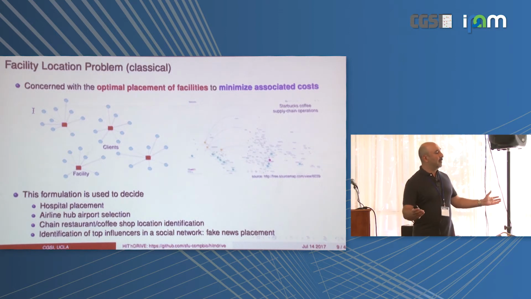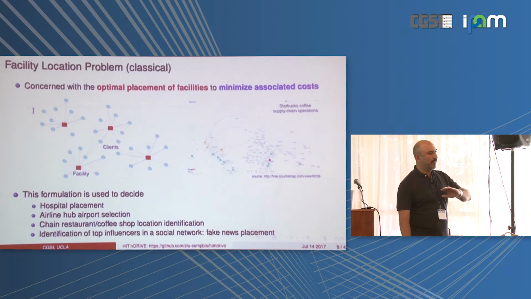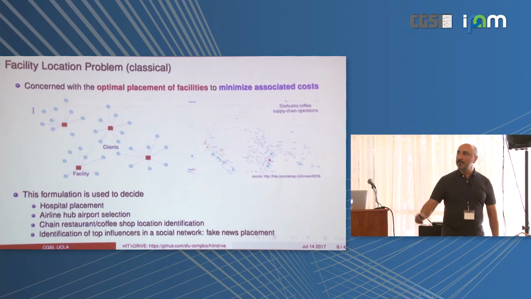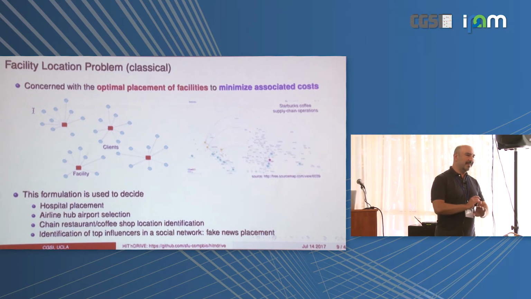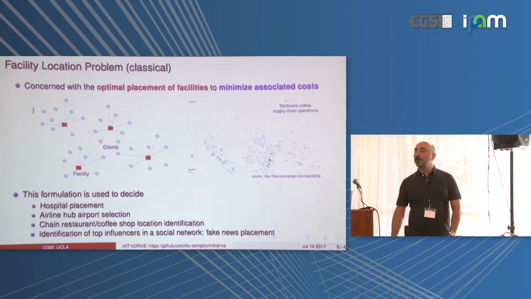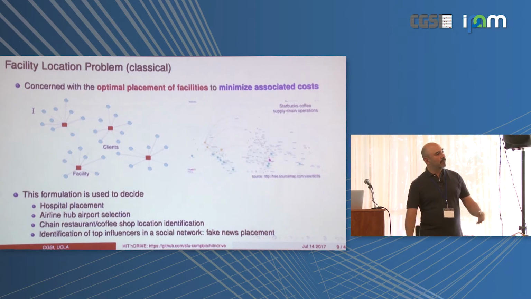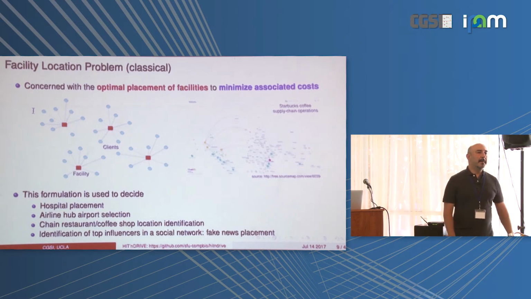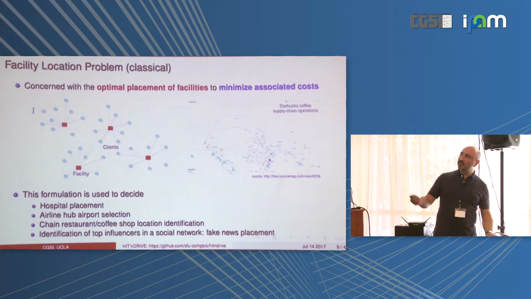So how many of you are familiar with the facility location problem in the very basic way? So this is a combinatorial optimization problem. It's a classical combinatorial optimization problem, which was first considered in 1800s. And it's concerned with optimal placement of facilities in a network.